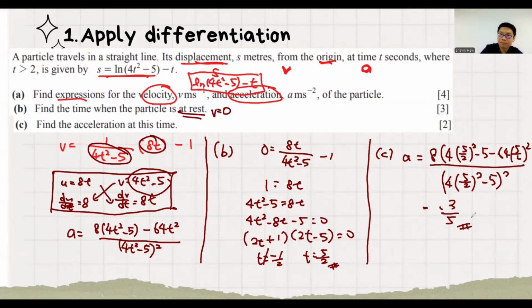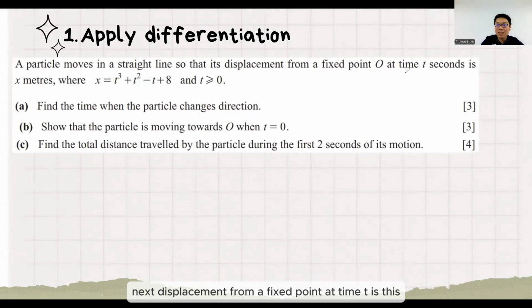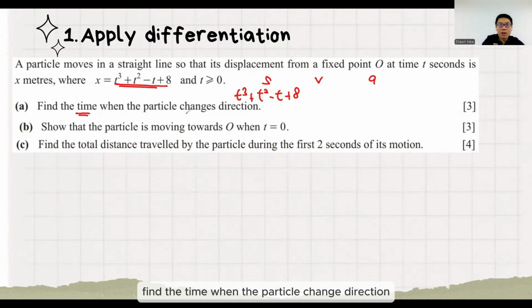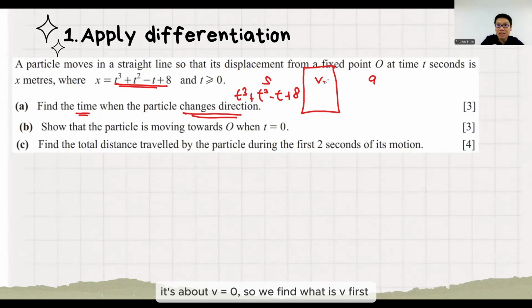-3/5. Next, displacement from a fixed point at time t is this. So we know it's an SVA question. Then we can do part A. Find the time when the particle changes direction. When they talk about change of direction, it's about v equals 0.